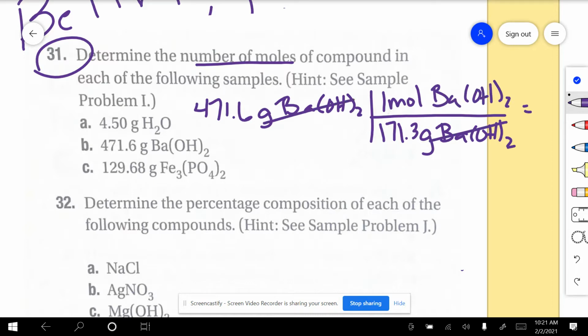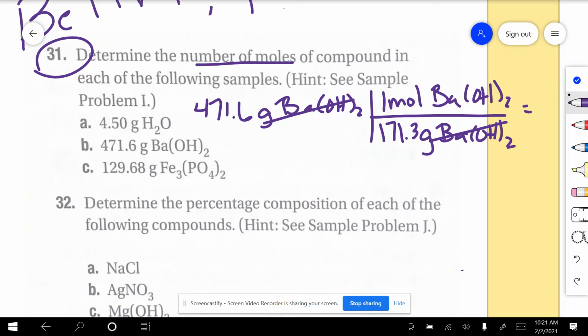And then what are we going to do? We're going to multiply the top and divide by the bottom. So 471.6 divided by 171.3. What do you get? 175. Okay? So has everybody seen where you messed up? Because you can't fix the problem if you don't know there is a problem. And finding it out on the test is a bad way to find out there's a problem. You want to know that before the test.